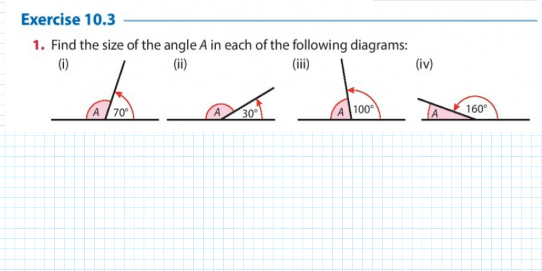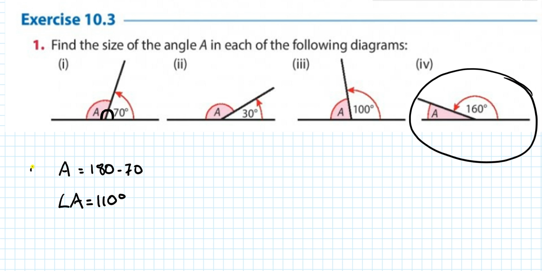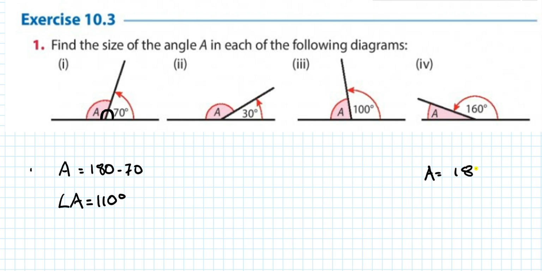So again, another quick example. I know this should be 180 degrees because it's a straight line. So I know the angle A is equal to 180 degrees minus 70. So the measure of angle A is equal to 110 degrees. What about over here? That's A is equal to 180 degrees minus 160 degrees. So the angle A is equal to 20 degrees.